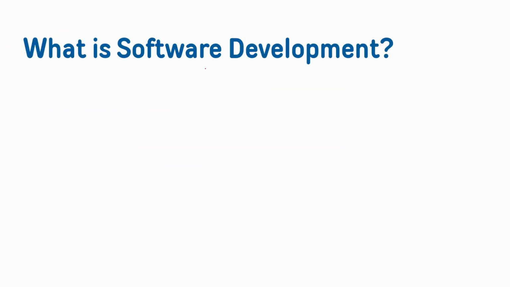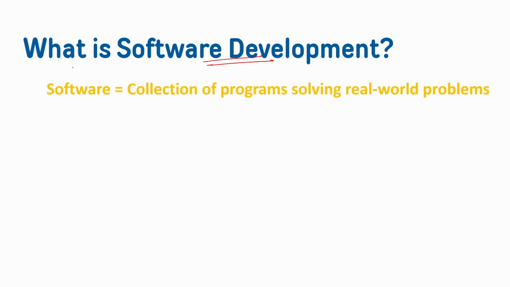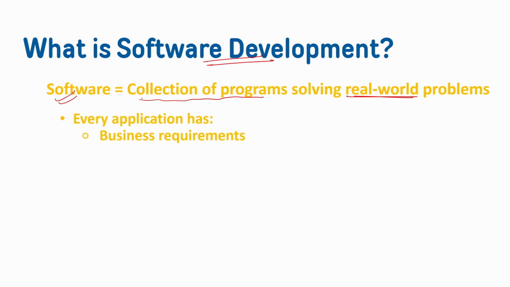We will start from software. First we will try to understand what software development is. So first we will understand what software is. Software is nothing but a collection of programs that solve a real world problem. Now every software has two types of requirements. The first one is the business requirement and the second one is the non-business requirement.